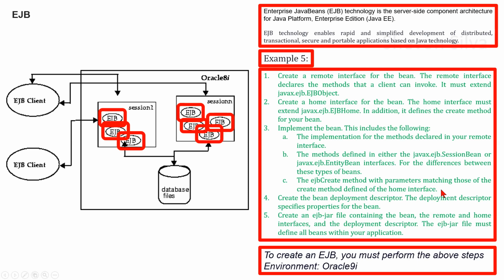Step 4, create the bean deployment descriptor. The deployment descriptor specifies properties for the bean. Step 5, create an EJB-jar file containing the bean, the remote and home interfaces, and the deployment descriptor. The EJB-jar file must define all beans within your application. So this is under Oracle 9.9.